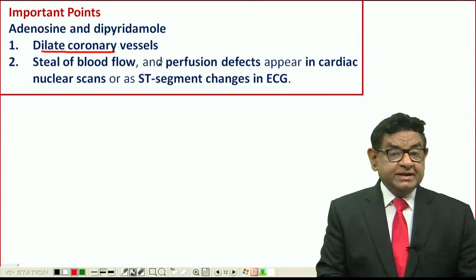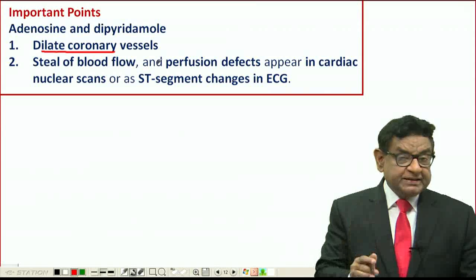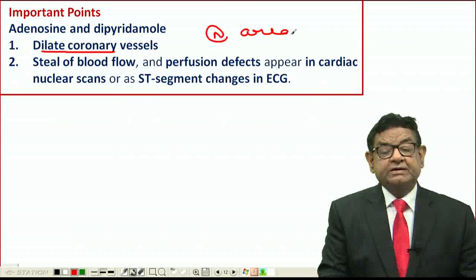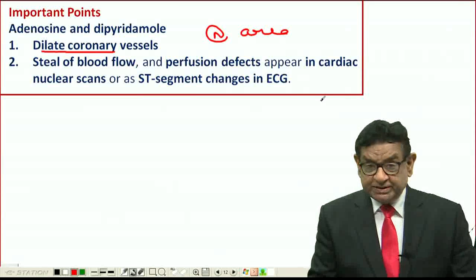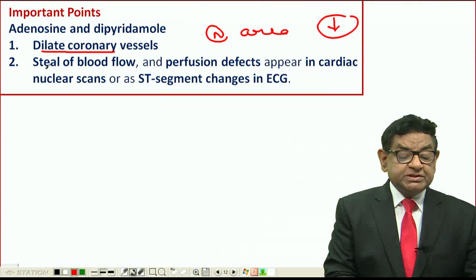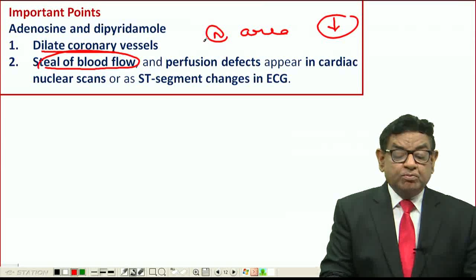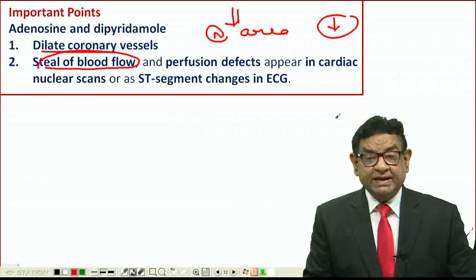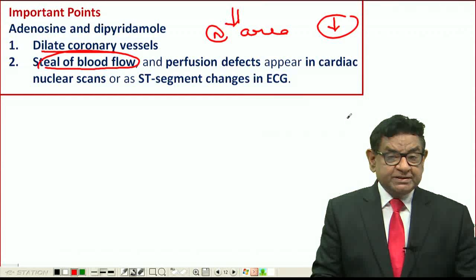What happened? They dilate the coronary artery and increase supply to normal areas. Definitely, the patient already has some ischemic vessel. The blood flow to the ischemic vessel will decrease. So they will have a steal of blood flow. More blood flow will go to the normal area, less blood will go to the abnormal area. Already blood supply is reduced.